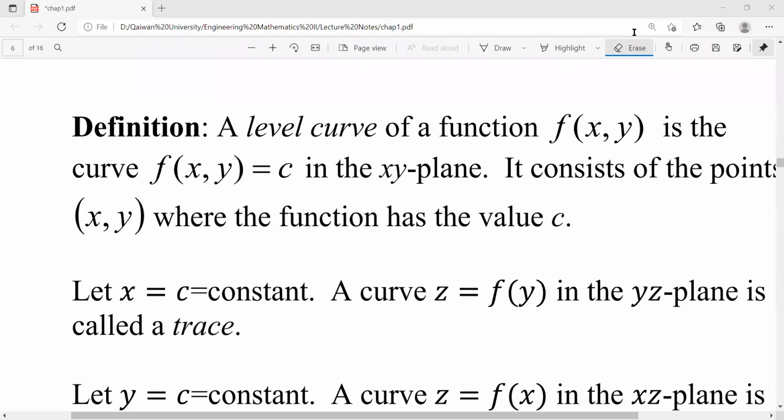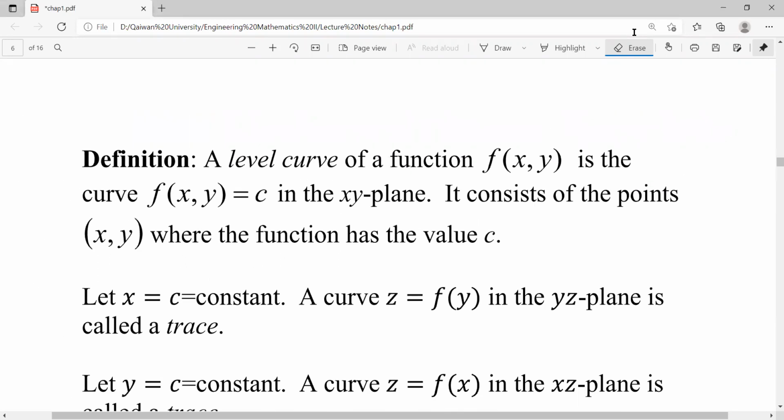Now we have level curve. This is the definition of level curve. Here, level curve is the graph of a function at a point. Here, we replace z by a point, or f of xy, we replace by a point. Here, we say if f of xy is c, c is a number. It's a real number.